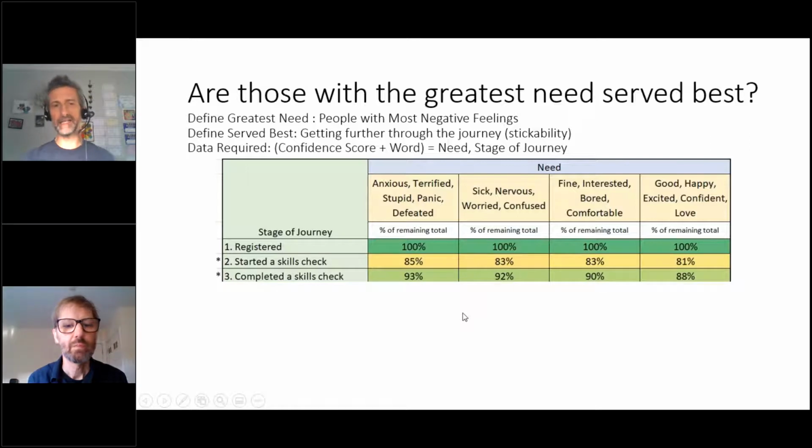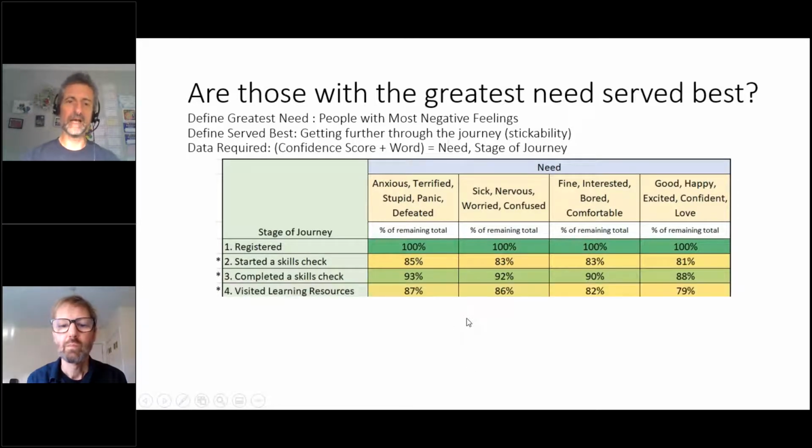Moving on through completing a skills check, of everybody that started, we've got 93% completing in the greatest need group, through 88 at the other end. And again, the same pattern, those percentages decreasing as we move from left to right. Visiting learning resources is the next stage, and we see the same pattern.